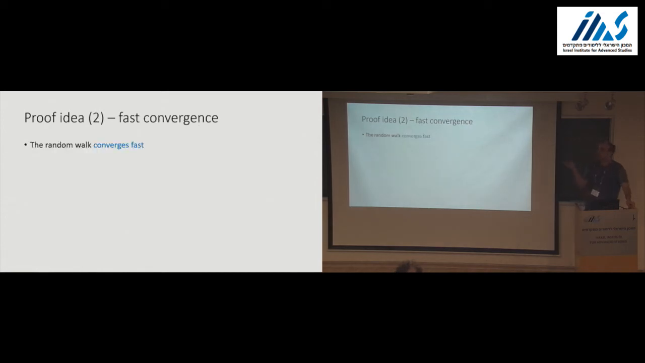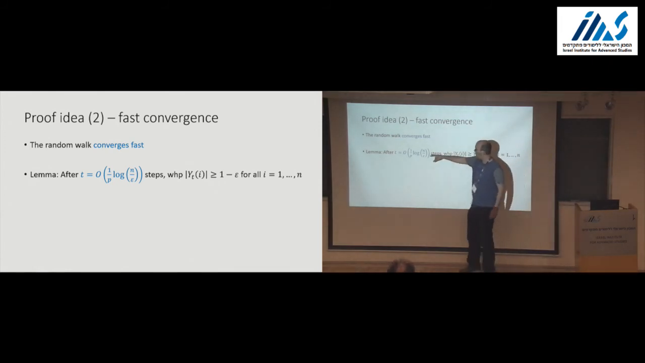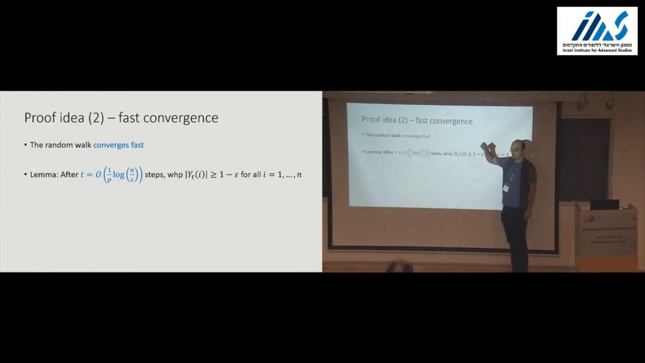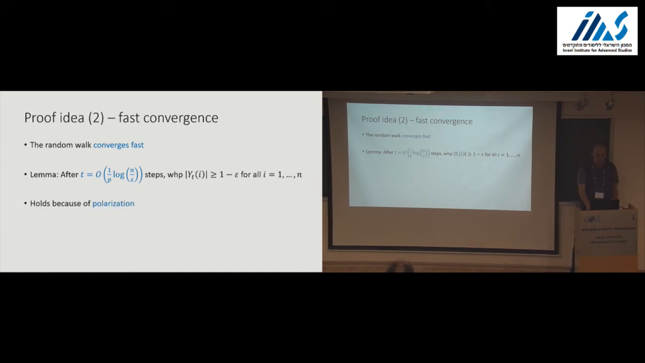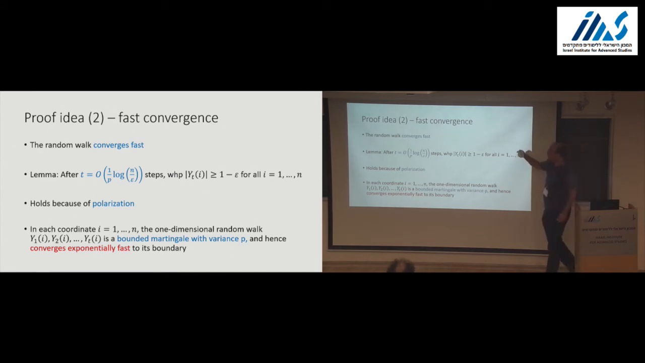So part 2, which to me was the more surprising thing, is why do we converge fast? So we're trying in n dimensions to converge, but we only need log n steps. So why is this true? The lemma is that if you make this number of steps, then with high probability, all the n coordinates are going to be really, really close to the boundary, 1 minus epsilon. And the reason is really a one-dimensional phenomenon. It's because of polarization. So what is polarization? Polarization is basically the following fact. If you look at this random walk in every coordinate, it's a one-dimensional random walk. It's a martingale, but it's a bounded martingale. And bounded martingales polarize very fast. In exponential time, they converge to the boundary. Which is why even though you're in n dimensions, you only need log n steps.